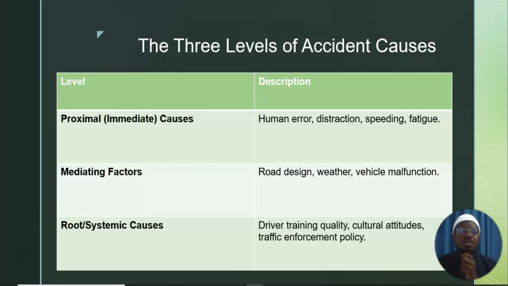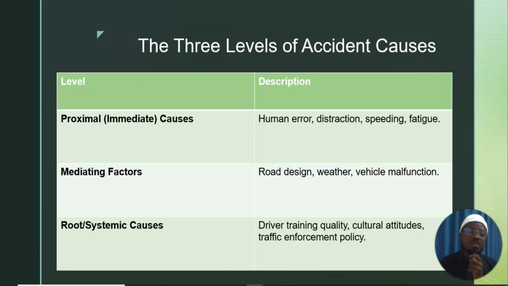So we'll look into the three levels of accident causes. What are the levels of the causes of these accidents? Because we need to have an understanding of the causes of these accidents. The first level is what we call the proximal or the immediate cause. In the context of accident analysis, the proximate cause refers to the direct, immediate, and reasonably foreseeable cause of an event or injury. It is more like the event or action that sets off the chain of events leading to the accident.